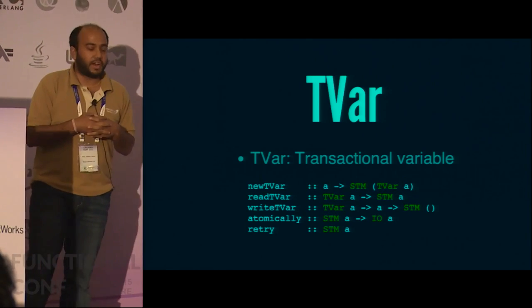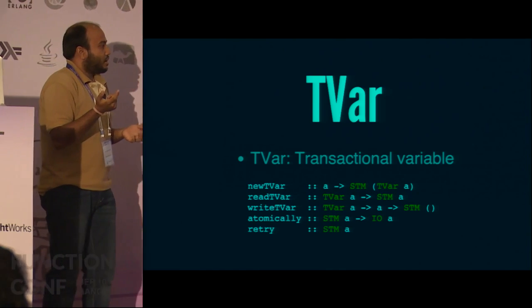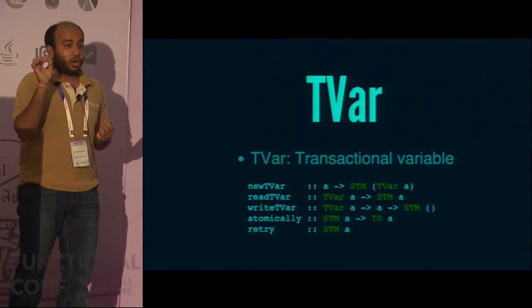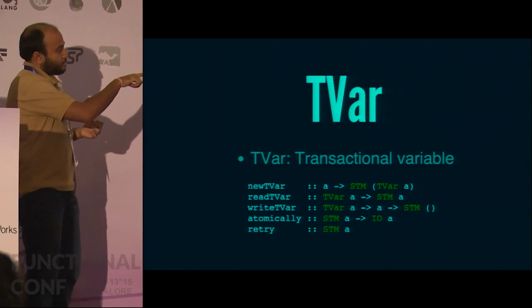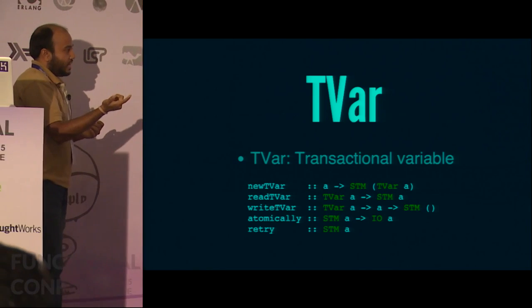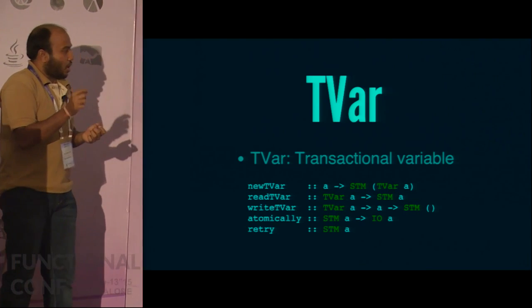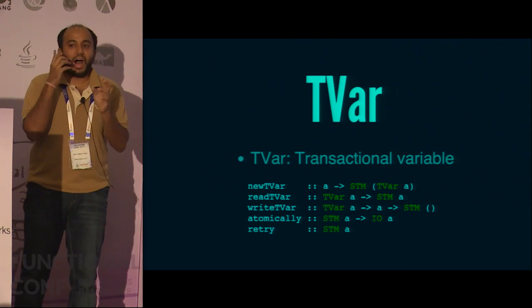It's a transactional variable, right? It gives you a bunch of APIs. You can create a new TVar. You see that you cannot create a new empty TVar. A TVar always needs to have a value, right? All of these operations, first of all, except atomically, run in the STM monad. So you can create a TVar, you can read a TVar, you can write a TVar, and atomically is what converts your STM transaction to an IO, right?